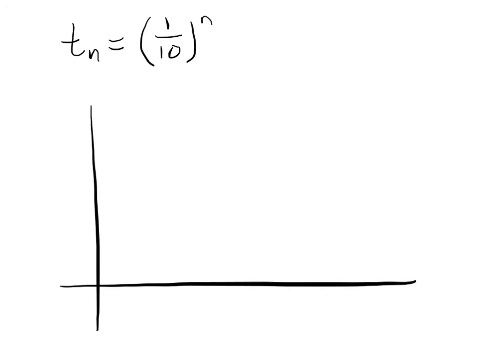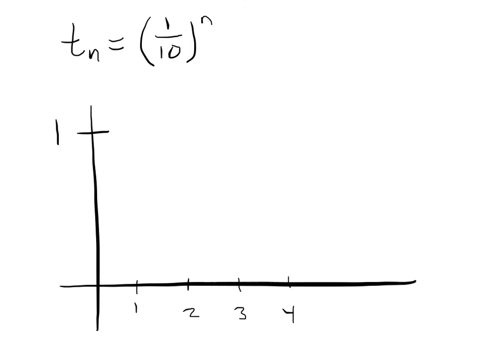Now we can talk about graphing a sequence, arithmetic or geometric, and we have to think about the fact that we're going to be graphing a set of discrete points. For example, if I tell you that Tn equals 1/10 to the n, and I ask you to graph that set of points starting with T1, then on my x-axis I'm going to have 1 for T1, 2 for T2, 3 for T3, 4 for T4, etc.